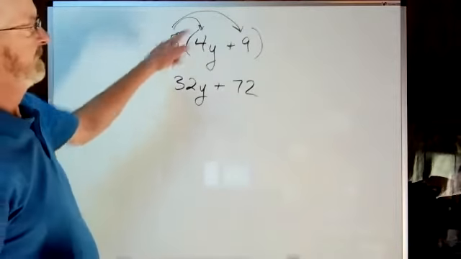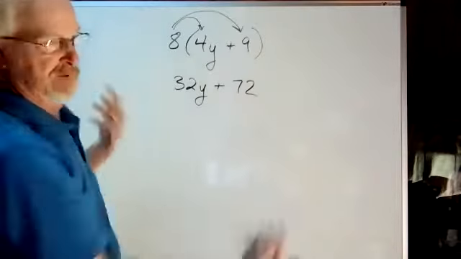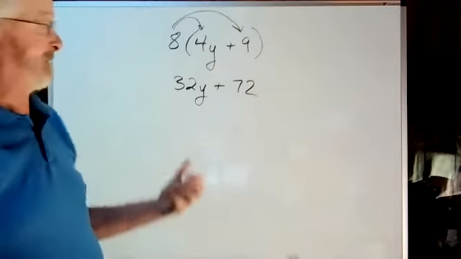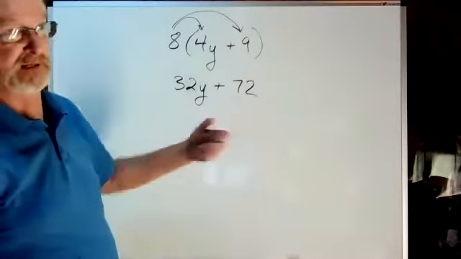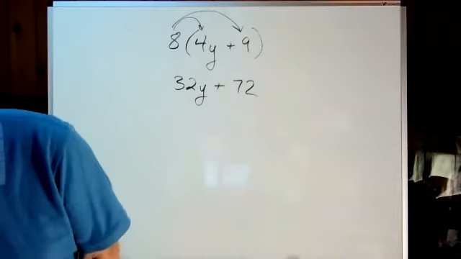8 times the 4, 8 times the 9. That's what I did. There it is. I can't put those together. Those are not like terms, right? This has a variable, this has no variable. I can't combine them any further. I'm done simplifying that.